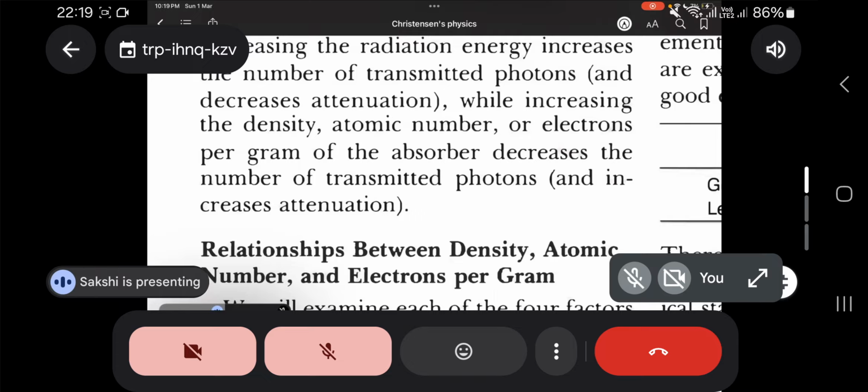Write down most of these cases question-wise in your notebook. Why, if I am increasing the density, does the transmitted photon decrease? Again, why, when I am increasing the atomic number, does the transmitted photon decrease? Again, why, when I am increasing the electrons per gram, does the transmitted photon also decrease? Write it in a three-question format.